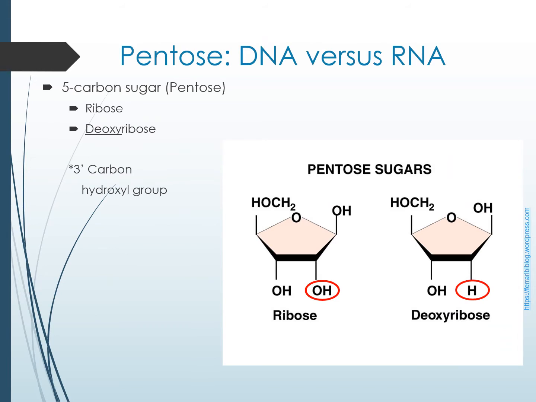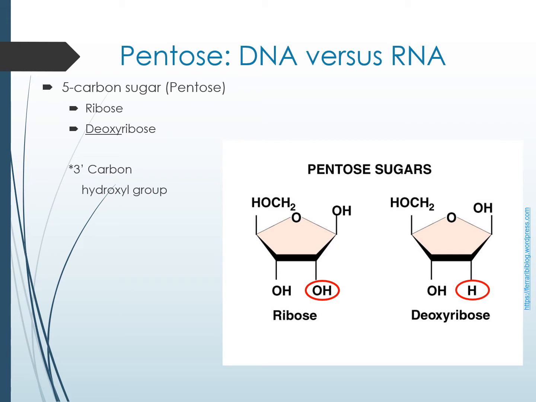What makes DNA different from RNA? It's in how the two molecules are structured. They differ by only one oxygen atom. The name of DNA is deoxyribonucleic acid, and it is composed of a 5-carbon sugar known as deoxyribose, while RNA's name is ribonucleic acid, and it is composed of a 5-carbon sugar called ribose.